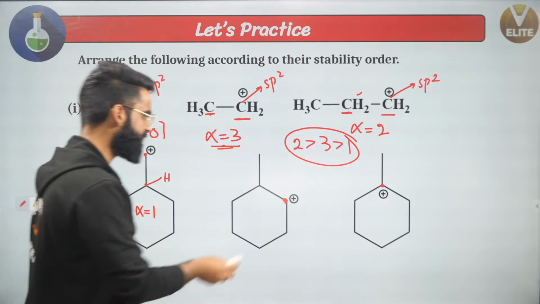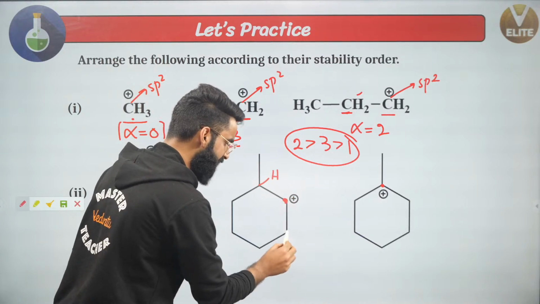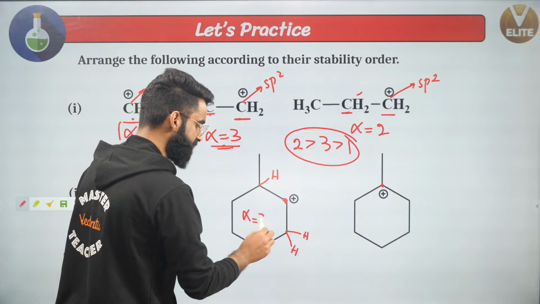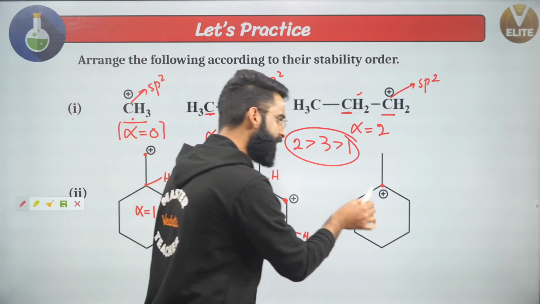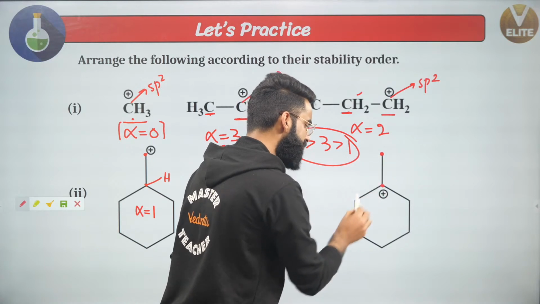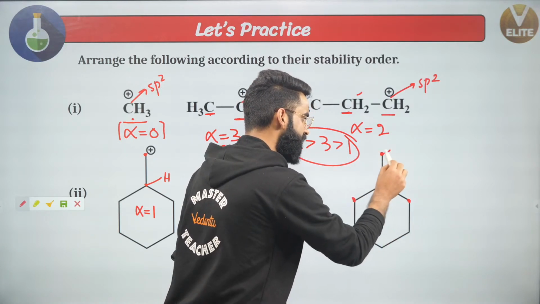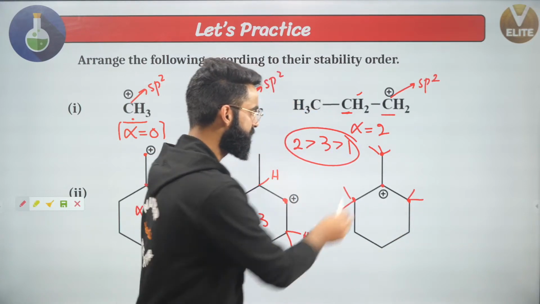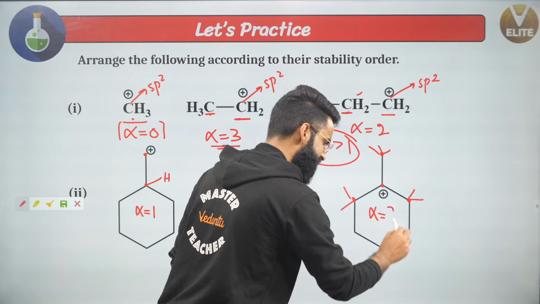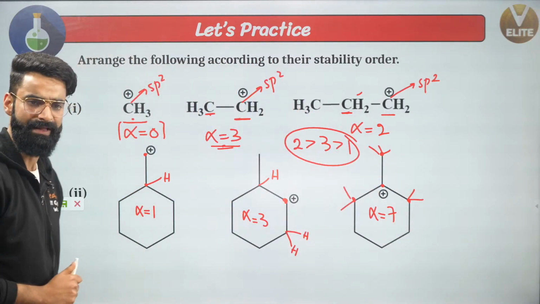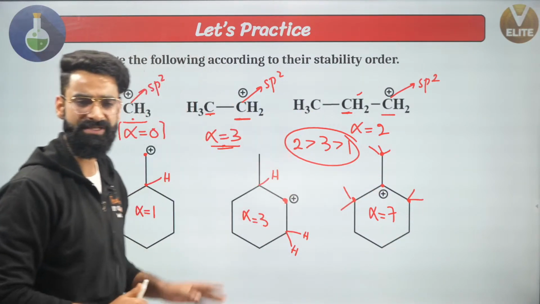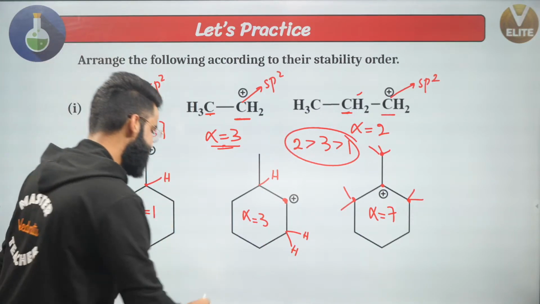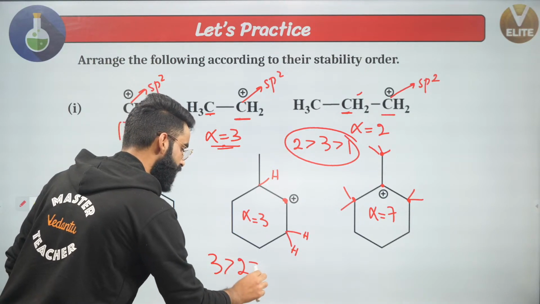Similarly, if I talk about this one, right here 1 hydrogen, right here you have got 2 hydrogens, correct? So how many alpha hydrogens do we have in this one? We have 2 plus 1, 3 alpha hydrogens. If I ask you how many alpha hydrogens are in this one, this is alpha carbon, this is alpha carbon, this is alpha carbon. There are 3 hydrogens attached here, 2 hydrogens here, 2 more hydrogens here. So 3, 2, 5, 7. There are 7 alpha hydrogens here. So the third one is going to have maximum alpha hydrogens. Maximum alpha hydrogens means maximum hyperconjugation, and maximum hyperconjugation means maximum stability. So I'll say 3 is the most stable, followed by 2, followed by 1.